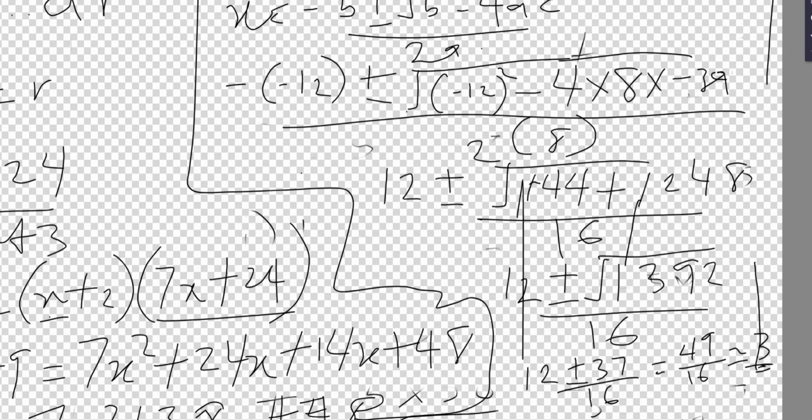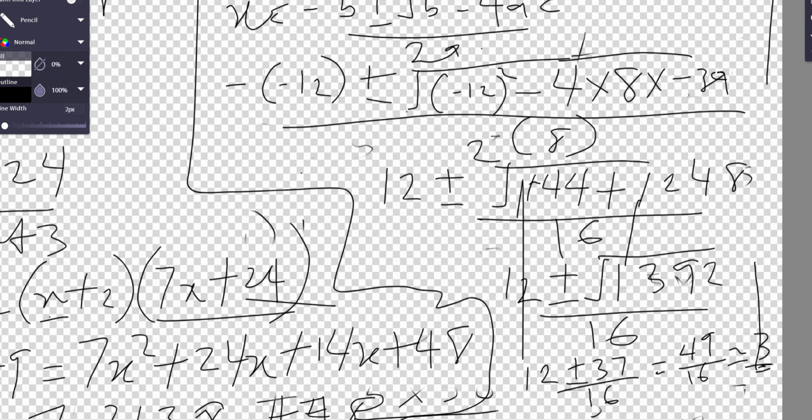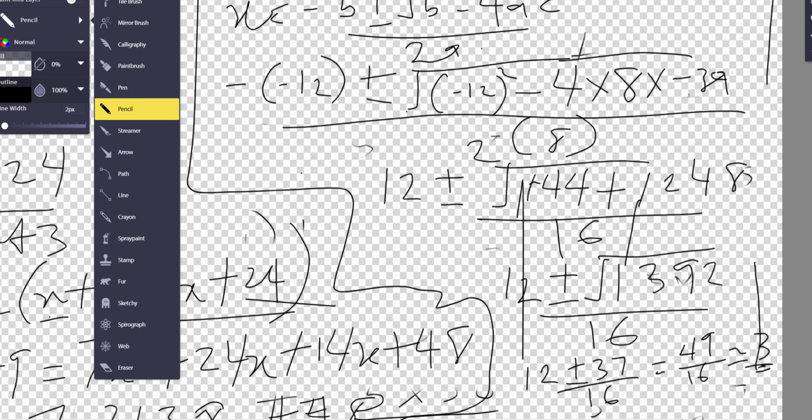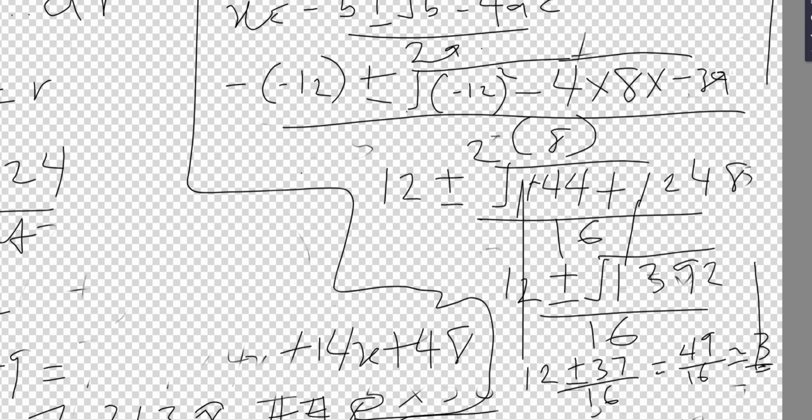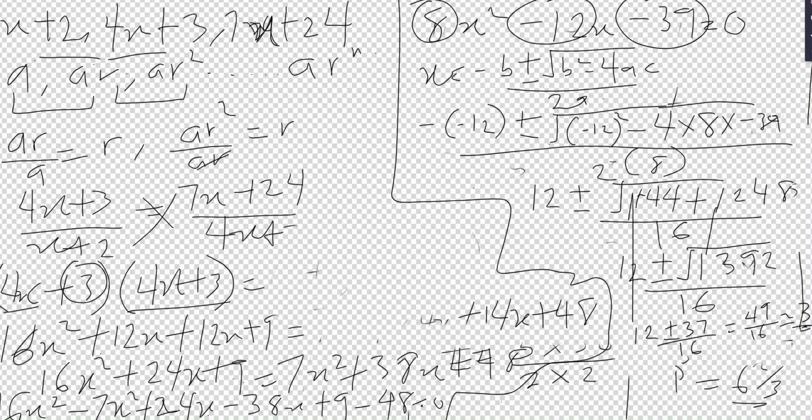So now that our x is 3, it is easier to try and evaluate for our r. Don't forget, r was supposed to be the ratio of this and this. So that is the ratio of this and this.